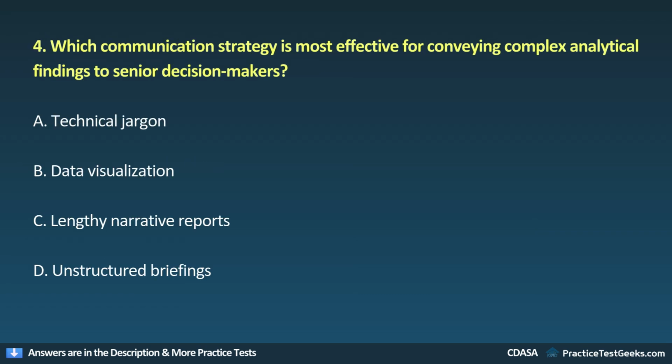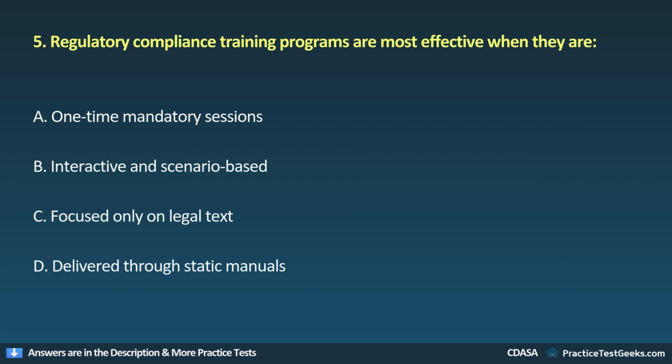4. Which communication strategy is most effective for conveying complex analytical findings to senior decision-makers? A. Technical jargon. B. Data visualization. C. Lengthy narrative reports. D. Unstructured briefings.